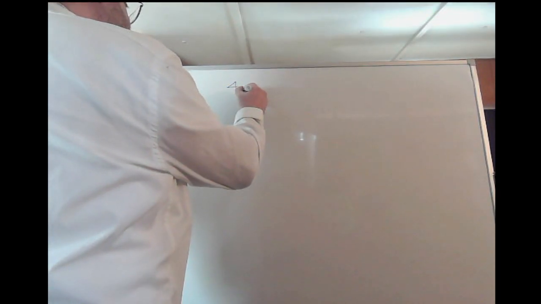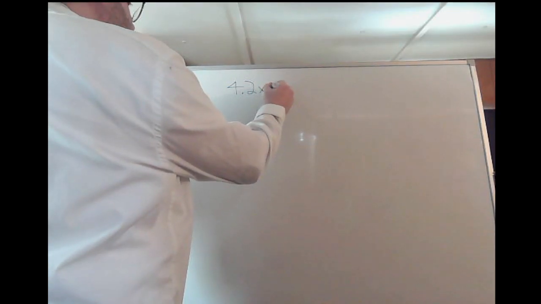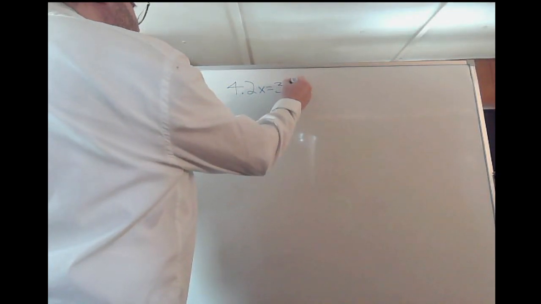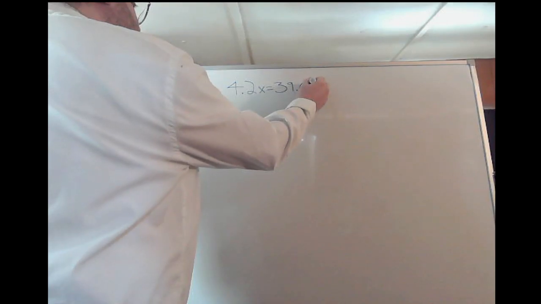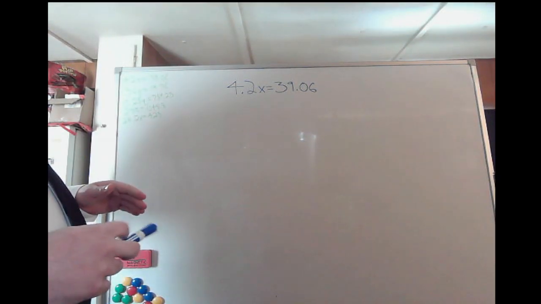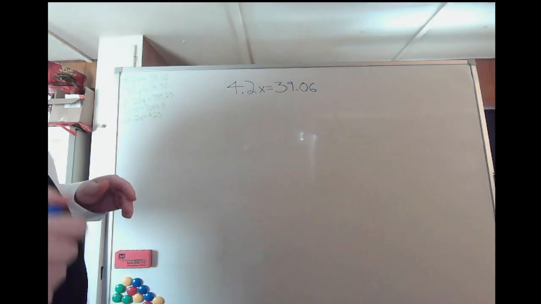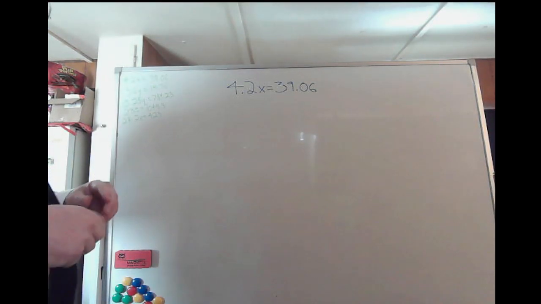So what does part 2 entail? That entails equations such as this. You have 4.2x equal to 39.06. So you're going to have a decimal multiplied by a variable instead of a decimal plus a variable. It's a decimal multiplied by a variable.